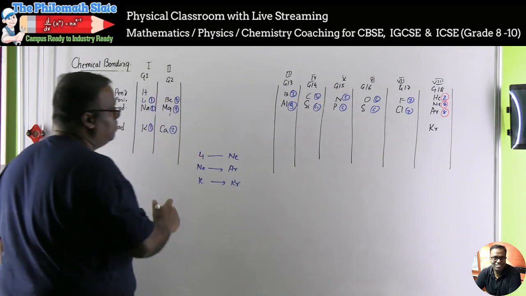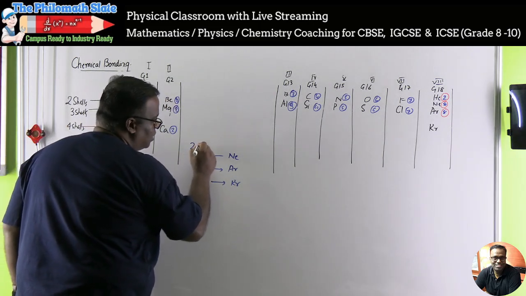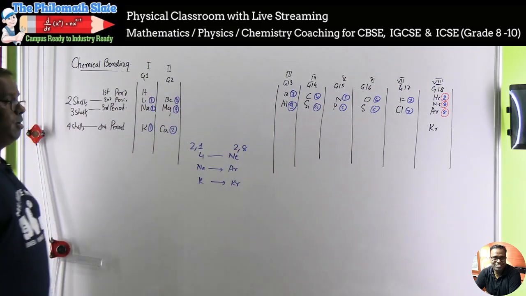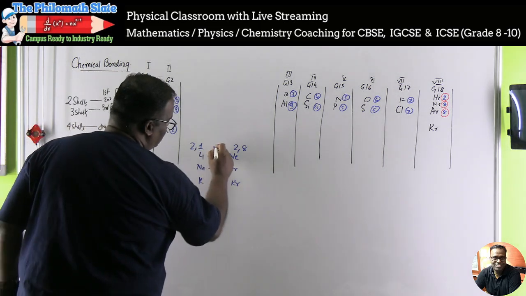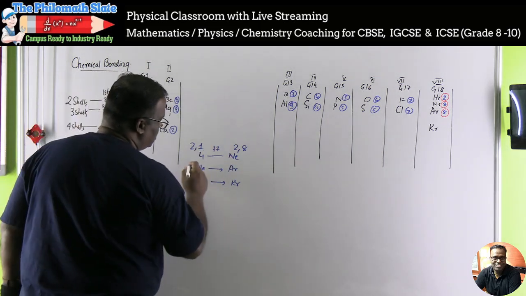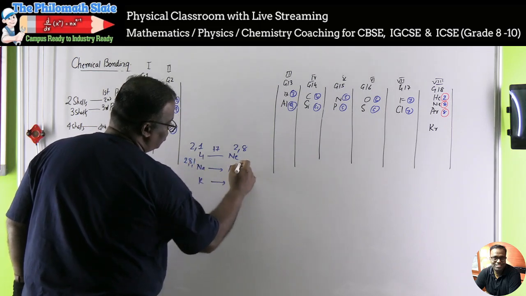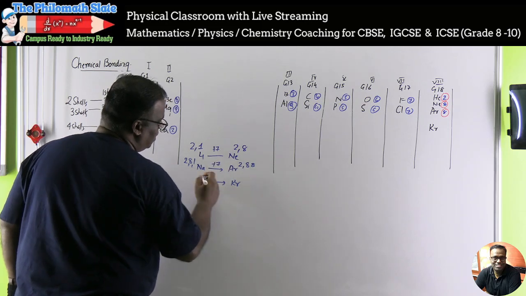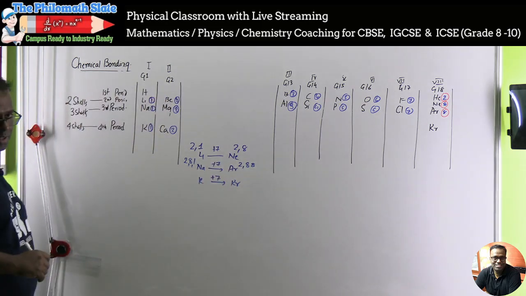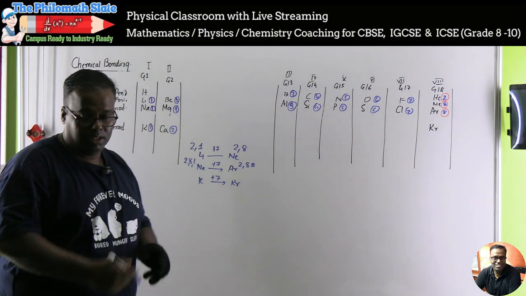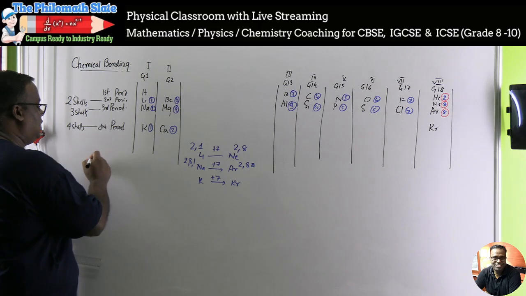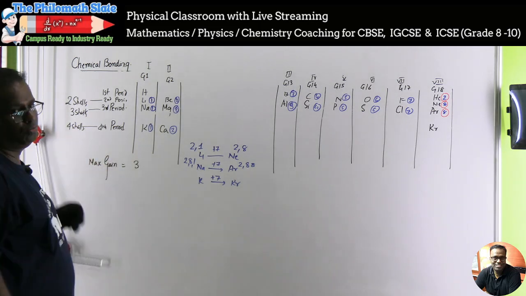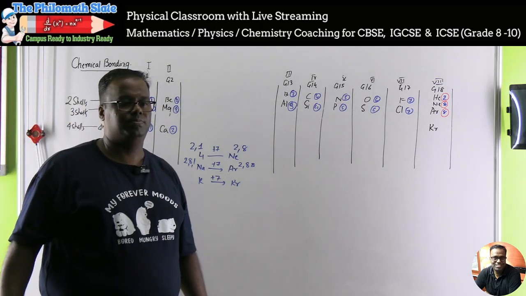So if you look at lithium, lithium's electronic configuration is 2, 1, whereas neon is what? 2, 8. What is the demand? The demand is for 7 more electrons. If you look at sodium, then sodium is 2, 8, 1 and it wants to become 2, 8, 8. So the demand is for another 7, and similarly for potassium also the demand will be for 7. Now take some base rules. The maximum number of electrons that an atom can gain, max gain, will be equal to 3, not more than 3. 3 is the maximum that you can gain.